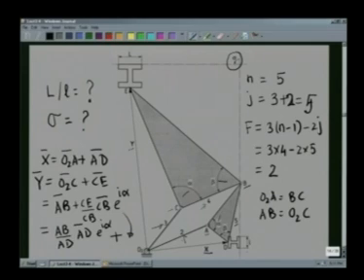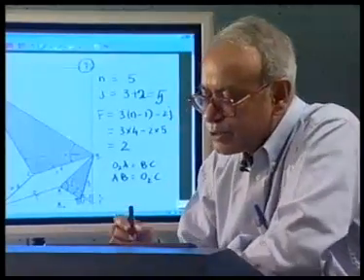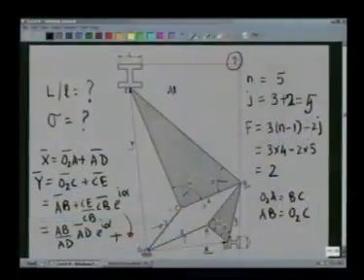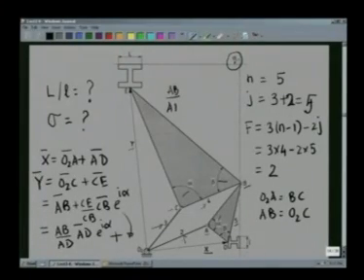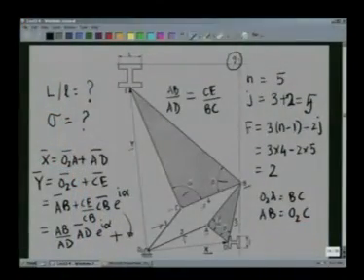Now, because these two triangles ABD and BCE are similar triangles, it is easy to see that the ratio AB by AD is the same as CE by BC. So, CE by CB is the same as AB by AD due to the similarity of the triangles ABD and BCE. So, I can take this ratio AB by AD and this factor e to the power i alpha common.